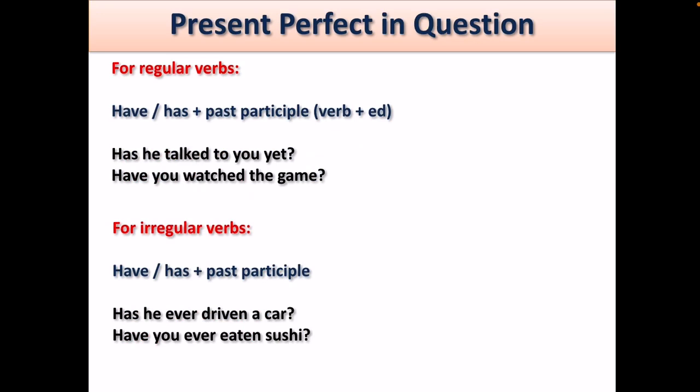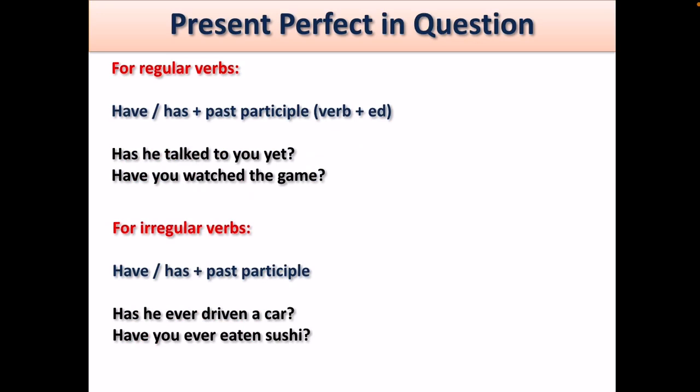Has he talked to you yet? Have you watched the game? Again, have is the verb. You is the subject, and here watched is the main verb in the past participle form. Have you watched the game? Now, for the irregular verbs, it is the same thing here, but of course we have to memorize how to change the verb into the past participle if they are irregular.